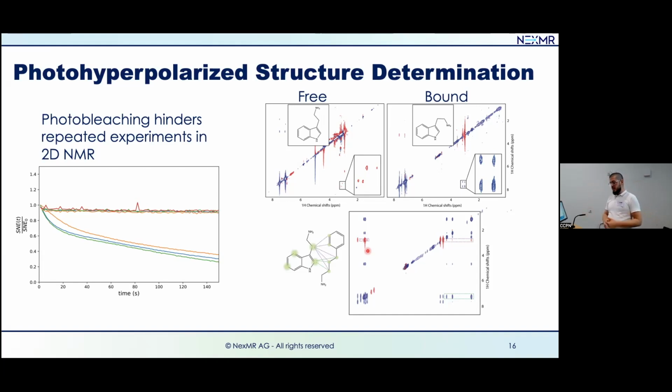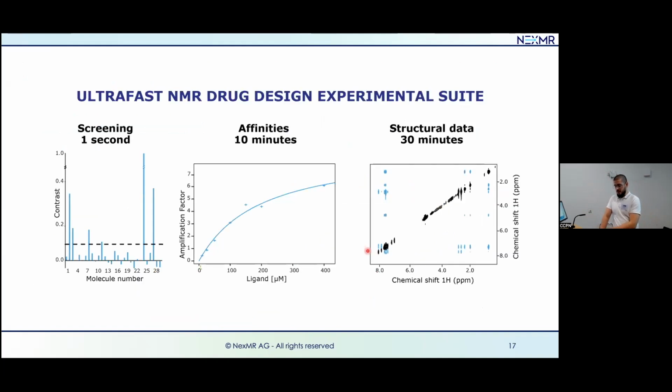So interligand NOEs are very useful, but you could as well get ligand-protein NOEs to do some protein-ligand structure calculation. Again, what used to take us about a couple of days is now taking us 30 to 60 minutes to measure. So quite some acceleration.